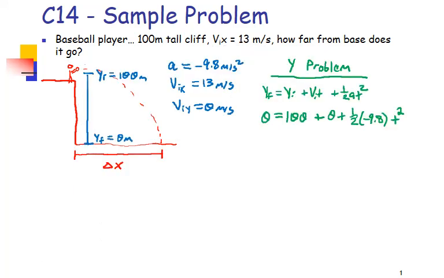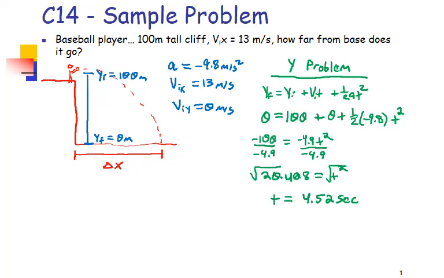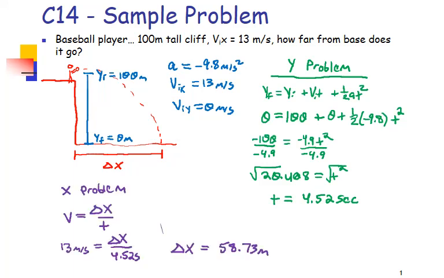All right, so we should get 4.52 seconds as the time of free fall and a displacement in the x of 58.73 meters. And I emphasized as well the importance of using the variables from the equation sheet, and that'll be good practice for you here.